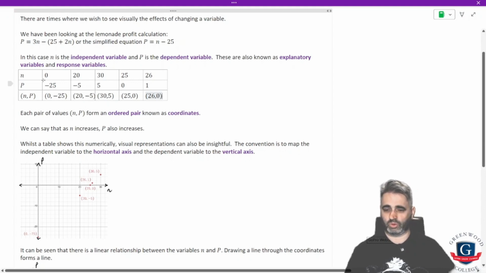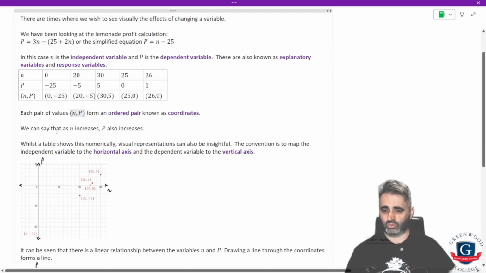When we're going to graph values, we typically link them together in coordinates. So here's the coordinate n comma p. The n value goes first and the p value goes second. We call them ordered pairs because the order is important. We always put n before p. This way of displaying it is called a coordinate. Imagine co meaning two and ordinates being numbers.